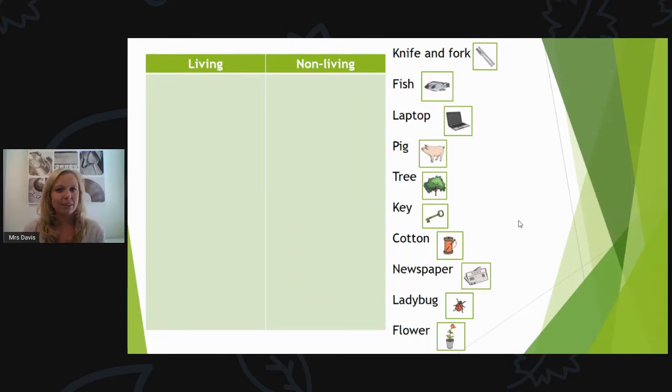So you should have a table that looks like this. Now down the side here, you've got a list of all different things that I would like you to put in under each of your headings, either living or non-living. So we've got a knife and fork, we've got a fish, a laptop, a pig, a tree, a key, cotton, newspaper, ladybug, and flower. So all you've got to do is put them into the correct headings for me. Pause the video now and have a go.